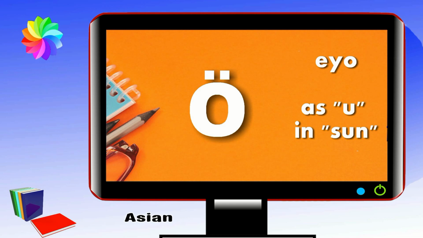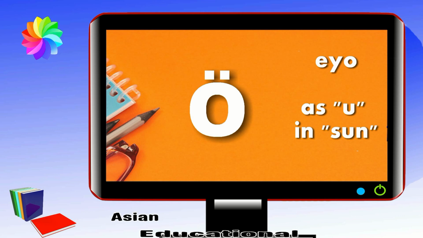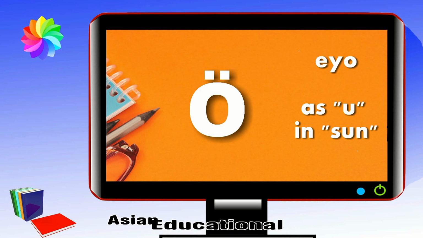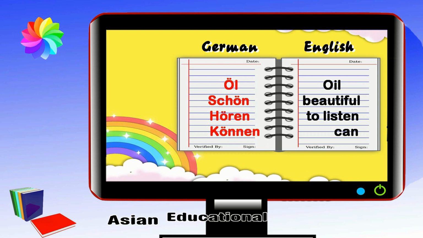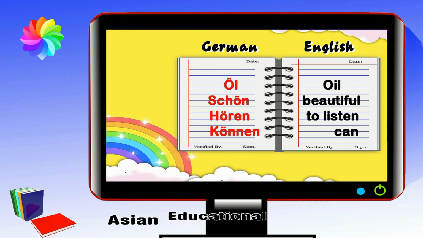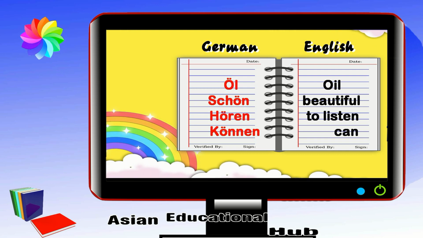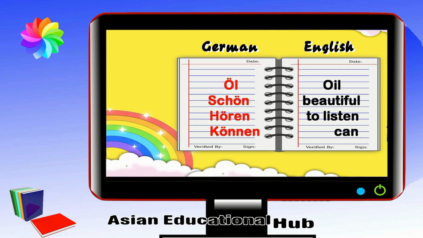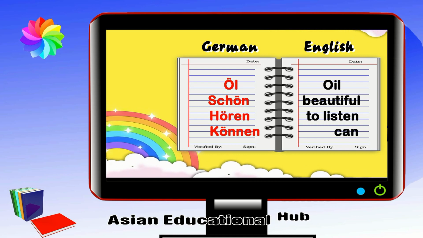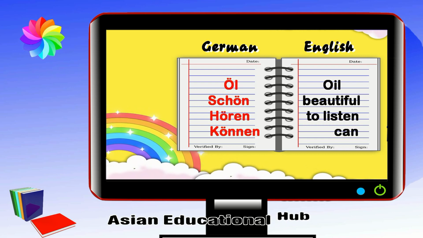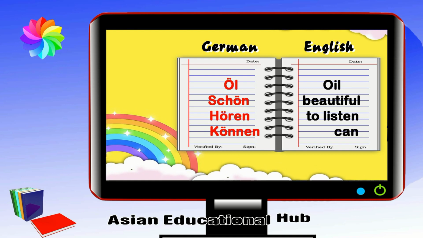Next is here ö umlaut, and it is pronounced as "yo", as "you" in "sun". Let us see some examples here. Öl. Öl means oil. Schön. Schön means beautiful. Hören. Hören means to listen. And können. Können means can.